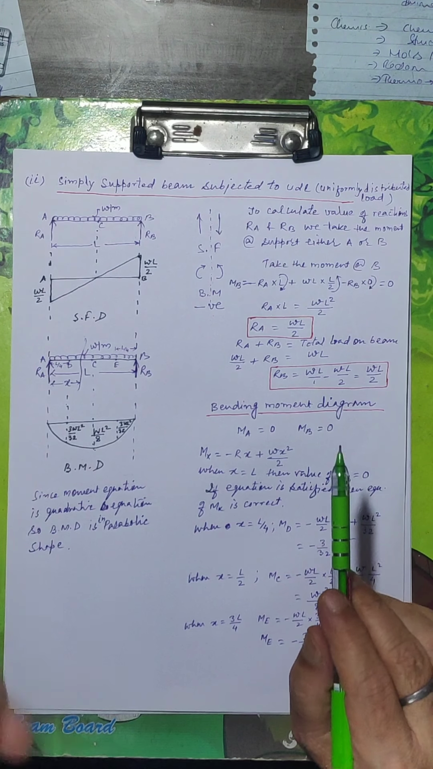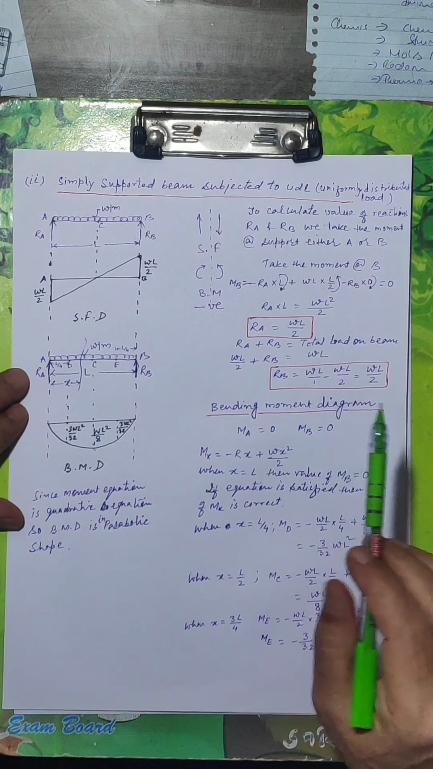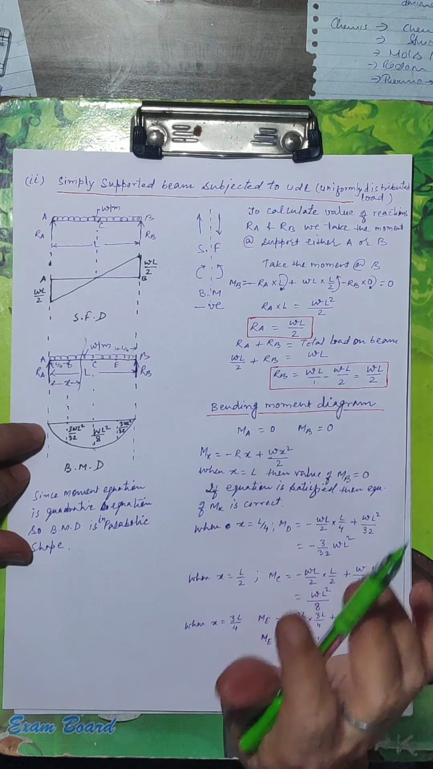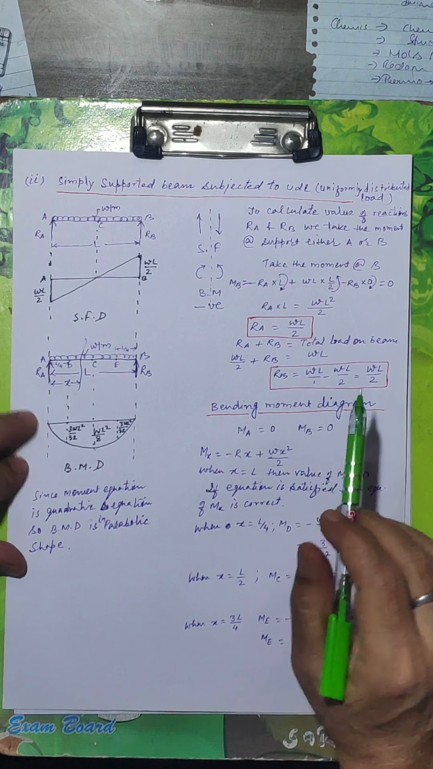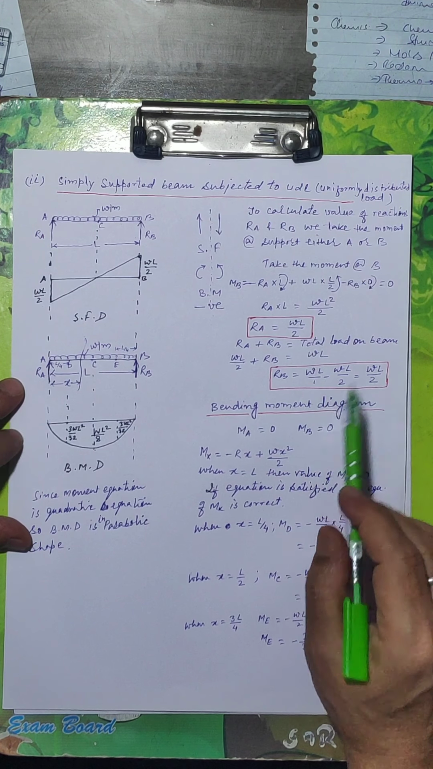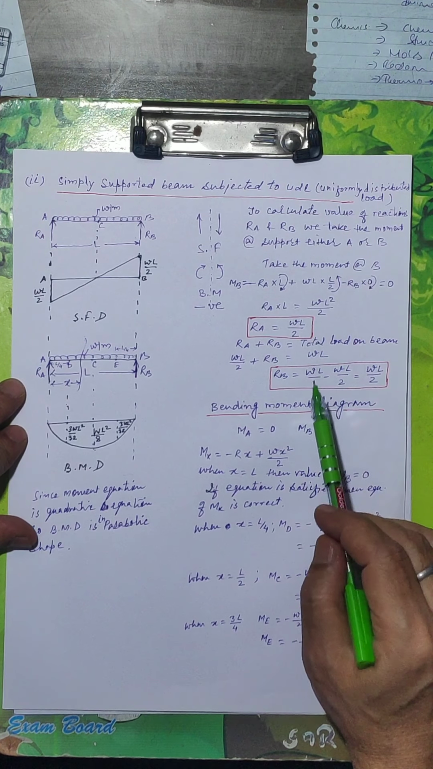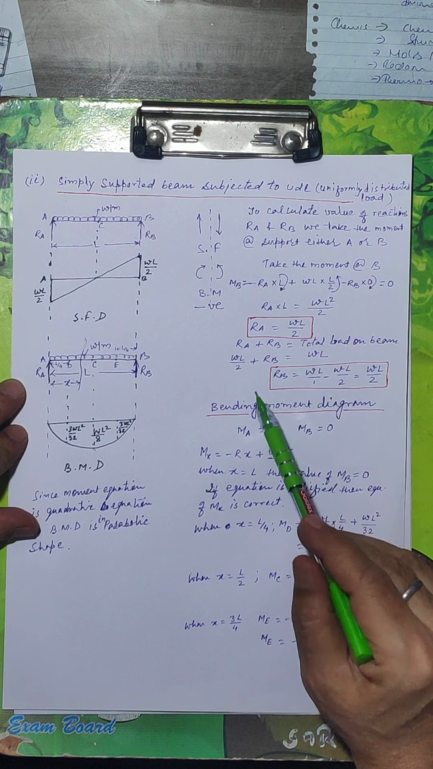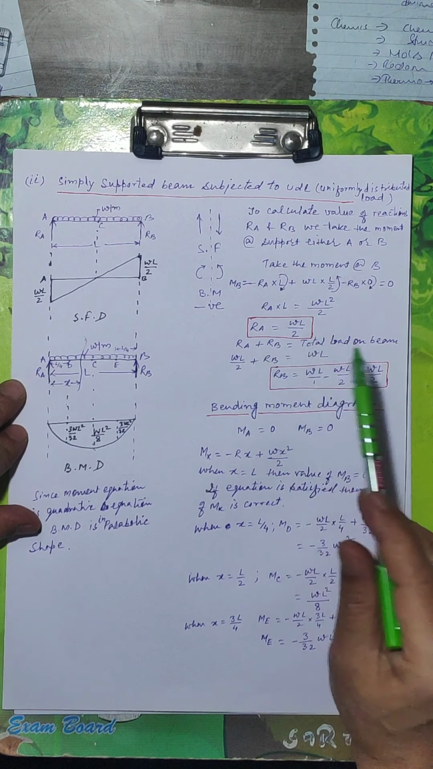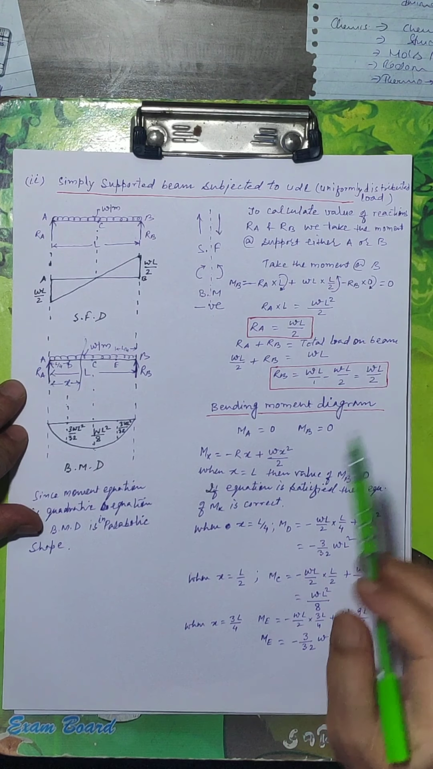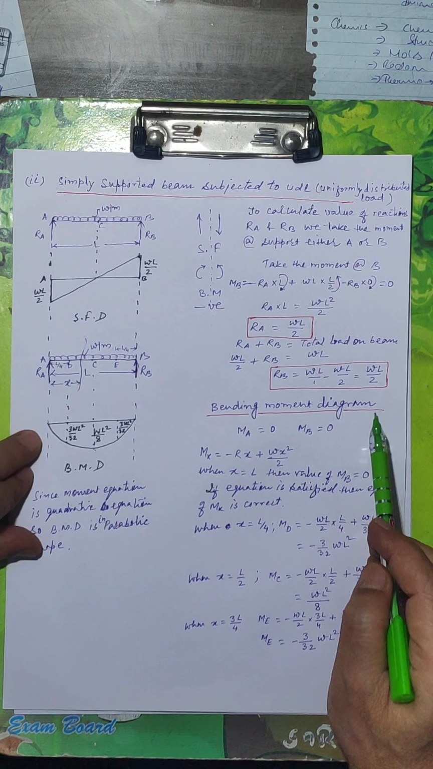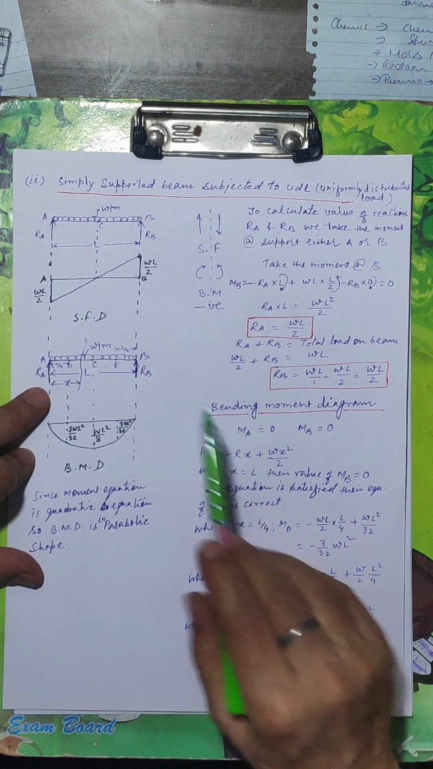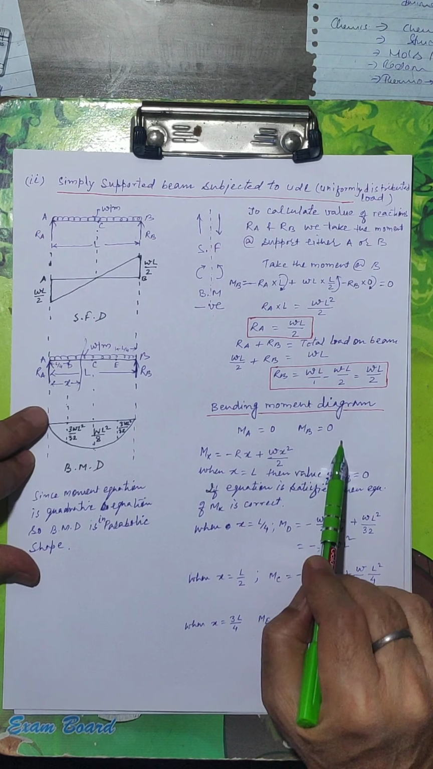Now we draw the bending moment diagram. I hope you have understood the shear force diagram, how to calculate the values of RA and RB, and how we can draw the shear force diagram. Now come to the bending moment diagram. Moment at A, MA is 0, moment at B, MB is 0.